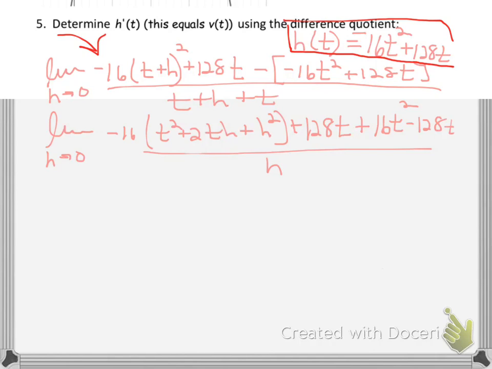So let me fix this, because this should have had a t plus h. Let me erase this right here, and do a plus h minus, and then that's going to be in parentheses. Okay, so that's better. And I've got to do that down here too. So let me fix this up, and I'll turn it back on in just a sec.